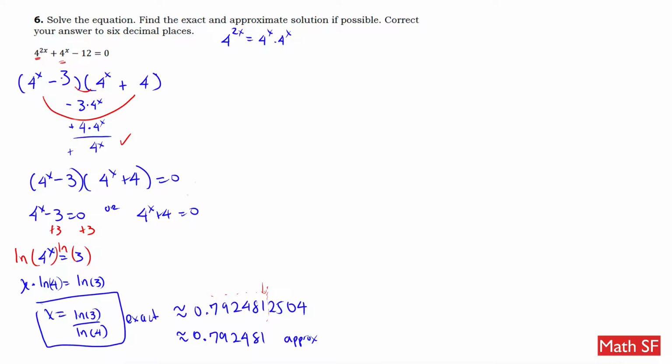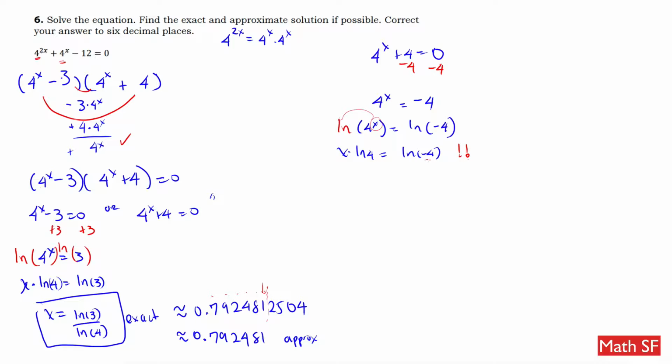Similarly, that's what we're going to do with the next equation that we have. So 4 to the x plus 4 equals 0. Minus 4 on each side, and then I will get 4 to the x equals negative 4. And I'm going to apply the natural log on each side. So move this to the front. x times ln of 4 equals ln of negative 4. Oh, wait a minute. ln of negative 4.